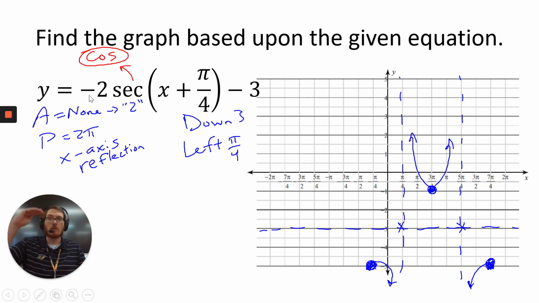So if it was cosine, it would start at the top and work its way down and up. Since it's negative, it's going to start down and work its way up and back down. So for this situation, that's why my graph starts way down here, because if it was cosine, it would start in this location, then here, here, here, and finally back to its original spot.